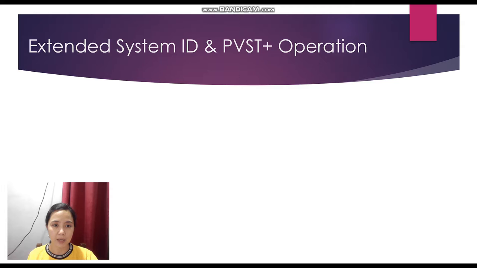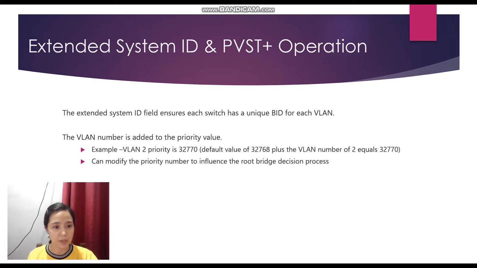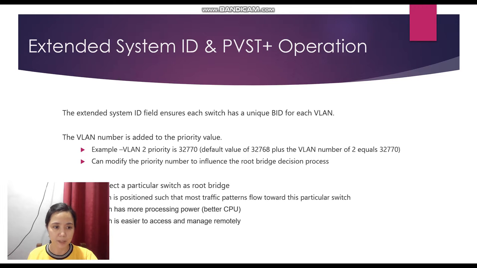Extended System ID and PVST+ operation. The Extended System ID field ensures each switch has a unique BID for each VLAN. So the VLAN number is added to the priority value. For example, VLAN 2 priority is 32770: the default value is 32768, plus the VLAN number of 2, equals 32770. So you can modify the priority number to influence the root bridge decision process.